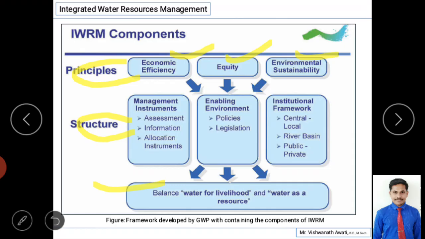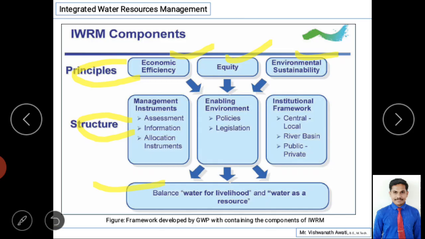Then how to achieve this? With the help of structure. So structure is also here: management instruments, right? Assessment, information, allocation instruments, right? Then the enabling environment, which means maintaining in a good condition. How to maintain it in a good condition? By rules and regulations like the Water Act, Air Act, right? Forest Act, Fishery Act. So many acts will be there, and rules and regulations will be there. Based on that we are making a good environment.